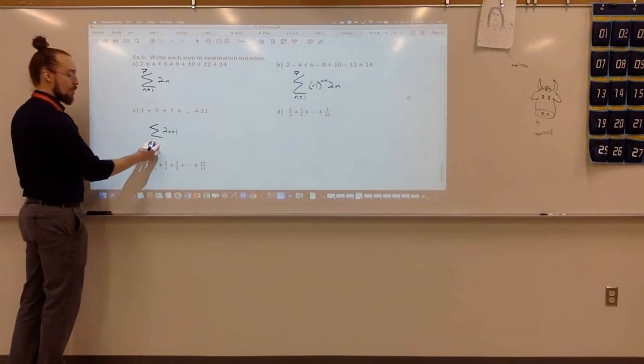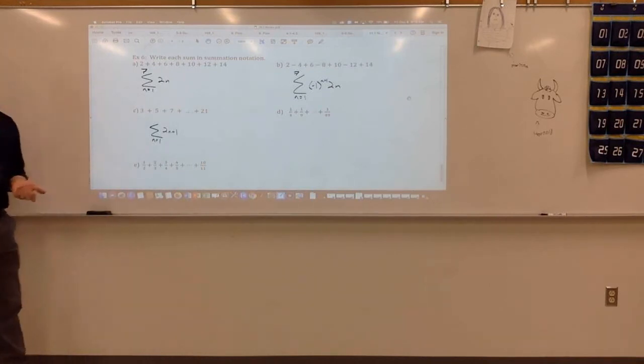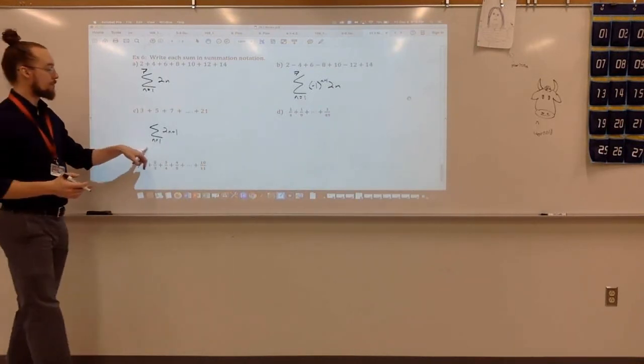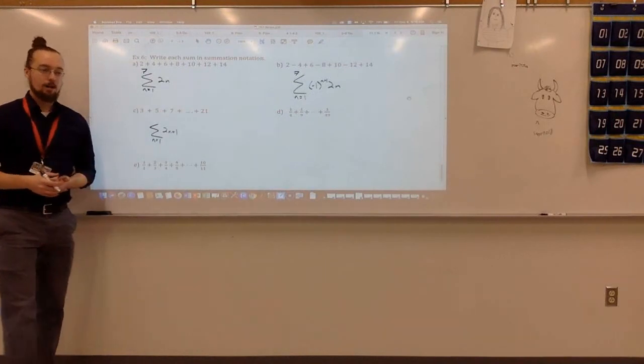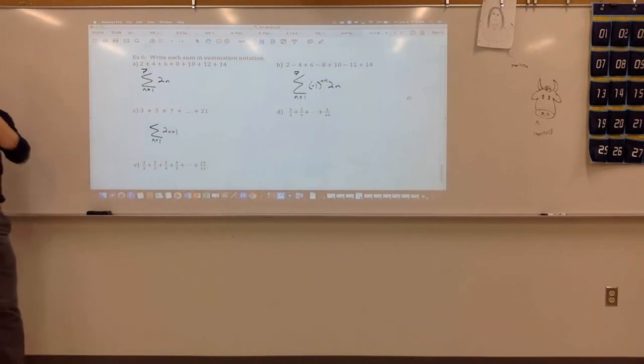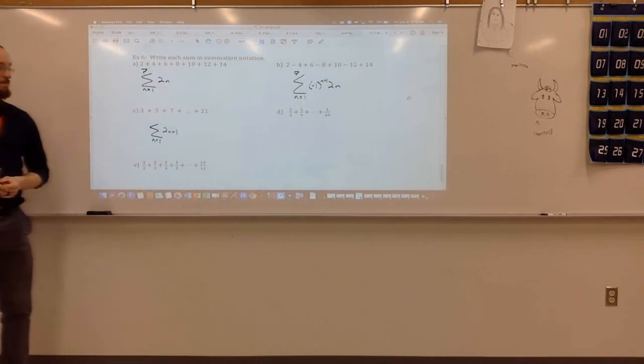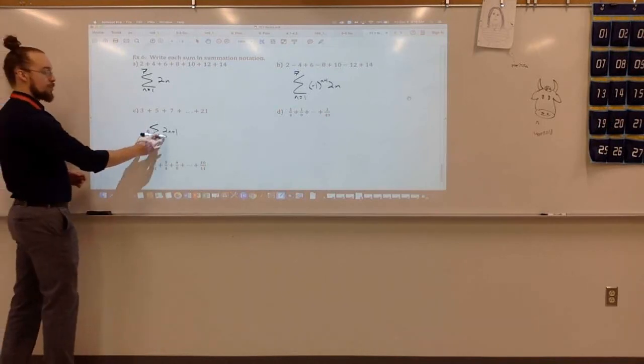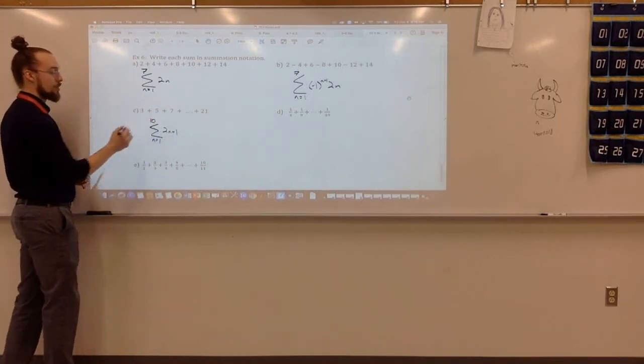Okay. So my lower bound, if I plug in 1, I would get 3. Then what would my upper bound be? How would I get 21? And just 10? Yeah, that seems right. 2 times 10 plus 1 would be 21.